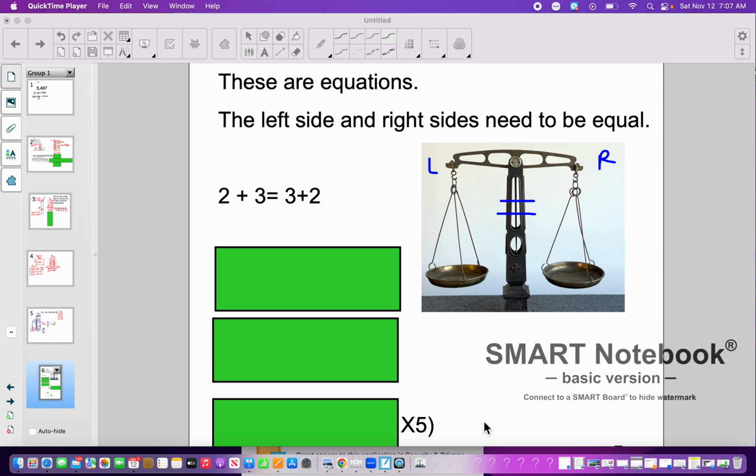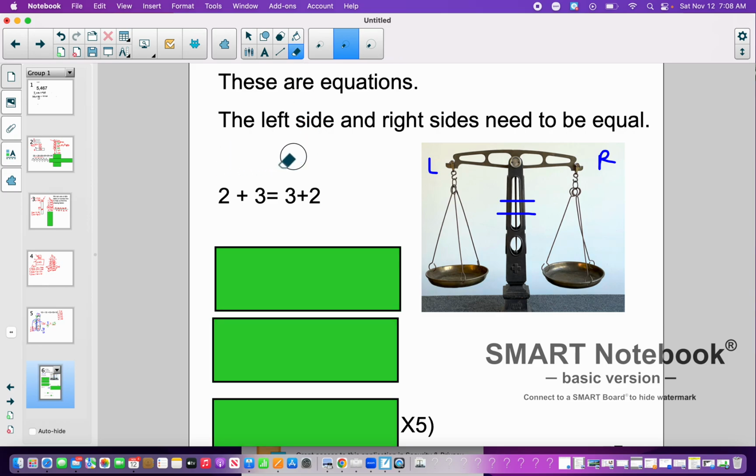Look at some equations. So right here we have an equation. 2 plus 3 equals something. Normally we would see 2 plus 3 equals 5, or sometimes you have it this way: 5 equals 2 plus 3. Both are correct. That's called an equation. So the left side and the right side are equal, or we could think of it like this old pan balance.